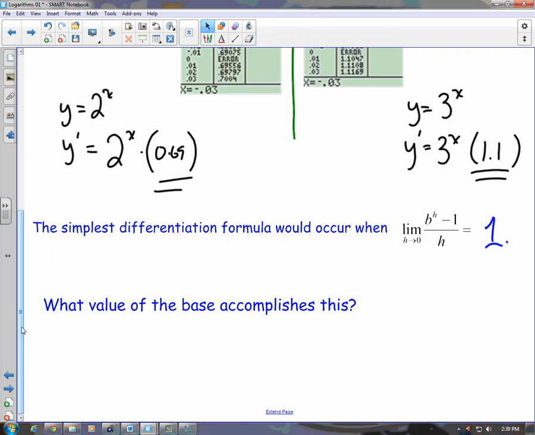Anybody want to take a guess? Not 0. Clearly, it's between 2 and 3, right? Because 2 gives us this 0.69. 3 gives us 1 point something. So I think the number's between 2 and 3. And it's closer to 3 than it is to 2. So the question is, what is it?